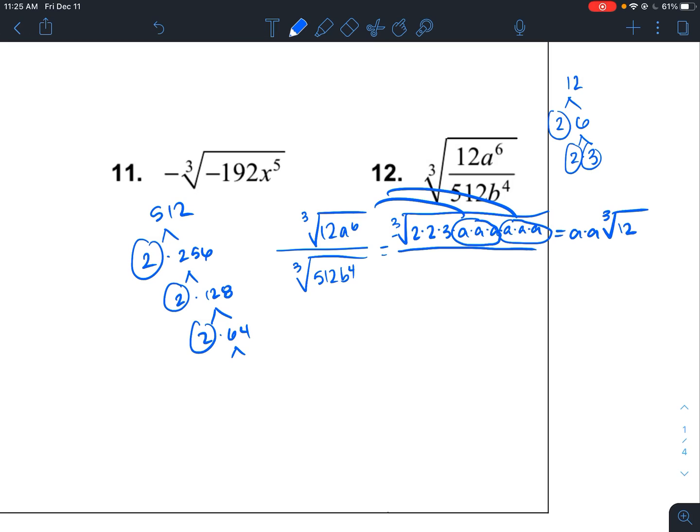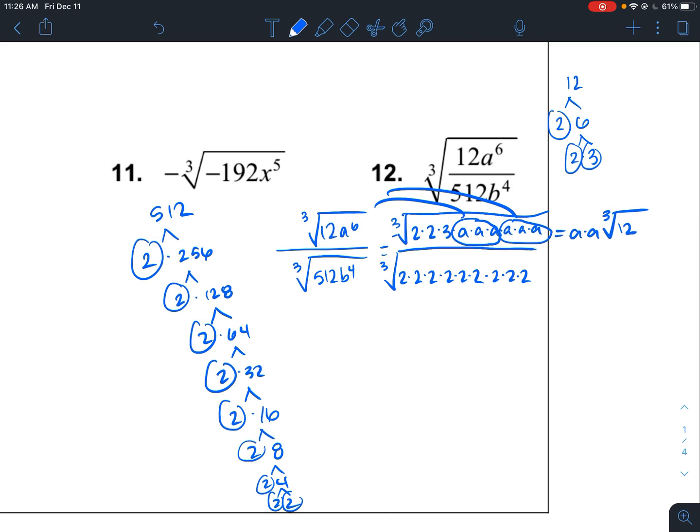64 divided by 2 is 32, so 2 and 32. This is 2 and 16. This is 2 and 8. 2 and 4. 2 and 2. So I have 1, 2, 3, 4, 5, 6, 7, 8, 9. Okay, that's going to be quite a lot. So I have the cube root of 2 times 2 times 2 times 2 times 2 times 2 times 2 times 2 times 2, and then b to the 4th power.